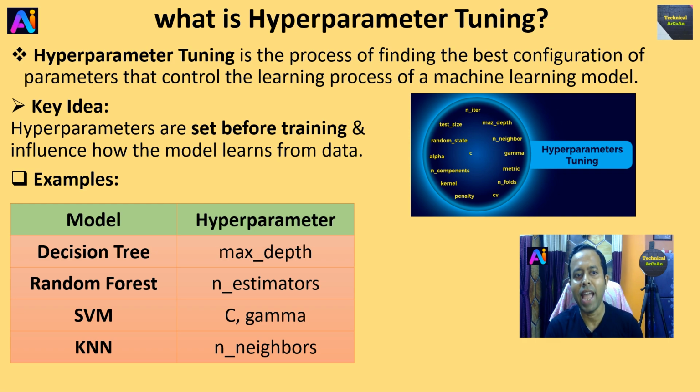So examples like that: models like decision tree, the hyperparameter like max_depth; random forest, hyperparameter is n_estimators; SVM, support vector machine, hyperparameters C and gamma; KNN, hyperparameter is n_neighbors, right?